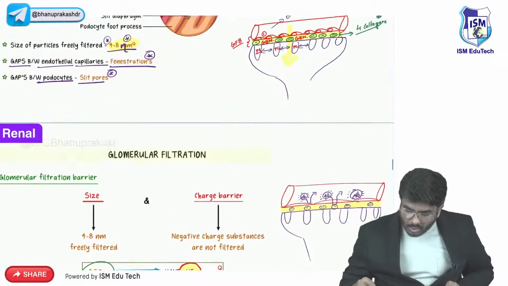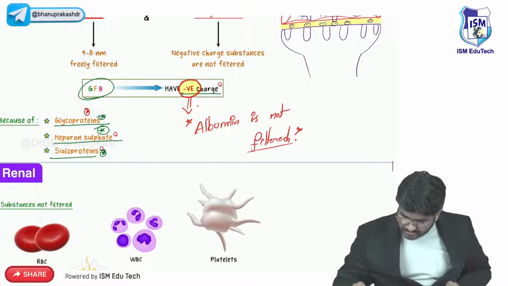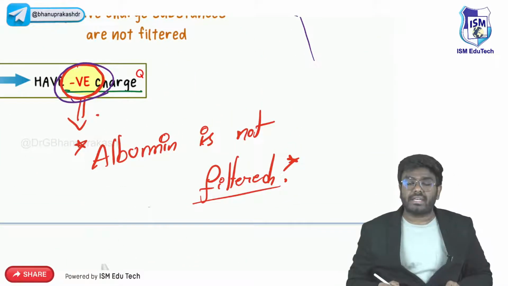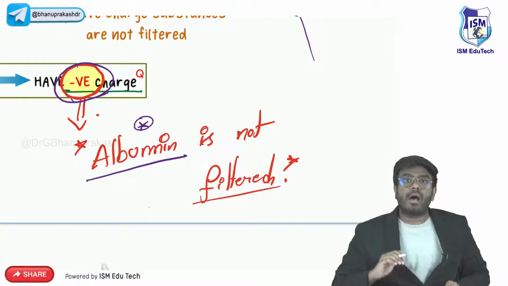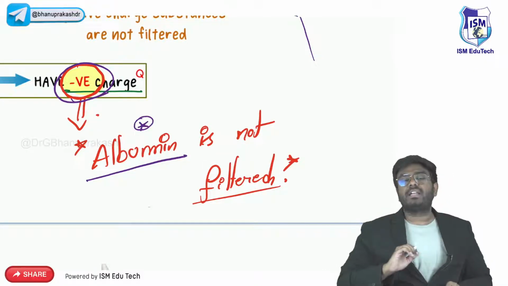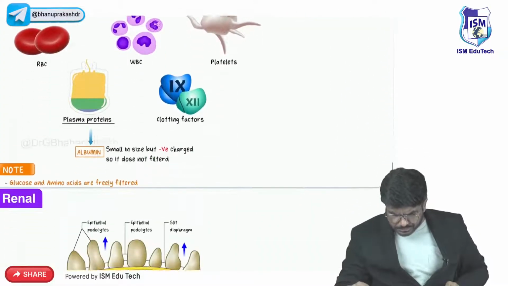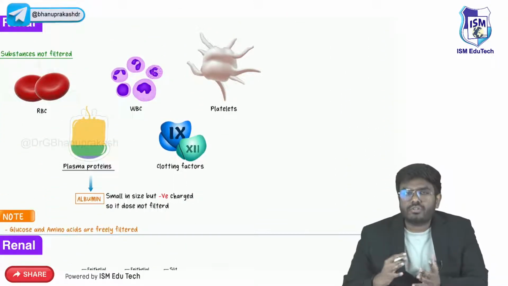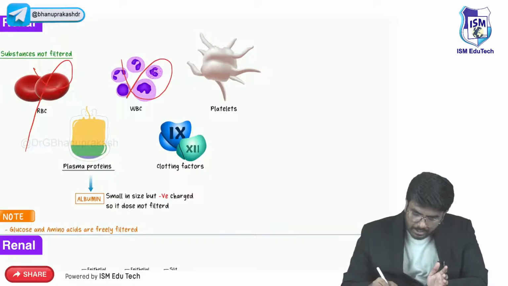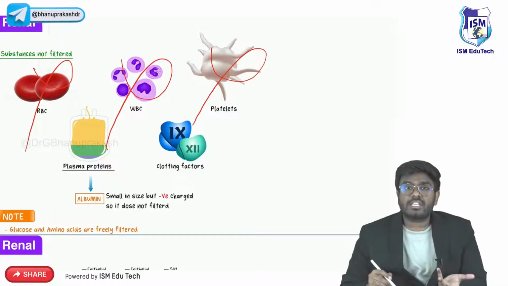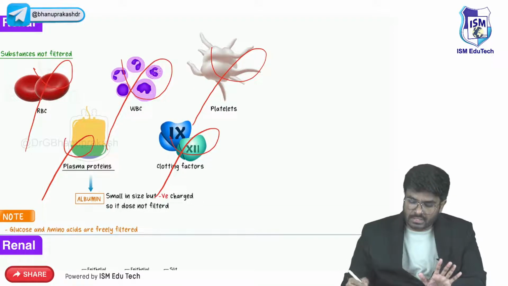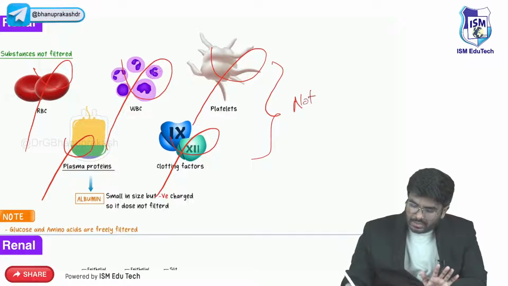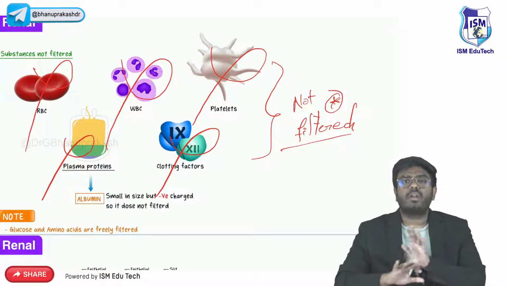So now tell me, what is the importance of this negativity? The glomerular filtration barrier has the negative charge, and this negative charge will prevent the filtration of albumin. Okay. Now, next, what else should you know? You should know that the RBCs, WBCs, platelets, and all the plasma proteins like albumin, globulin, fibrinogen, and the clotting factors are not filtered.